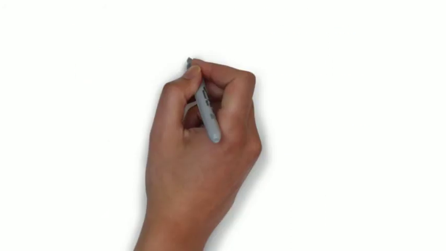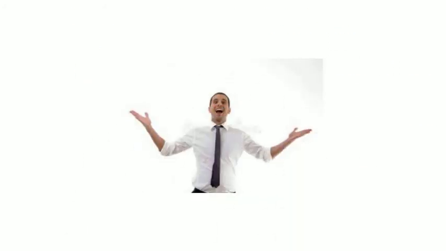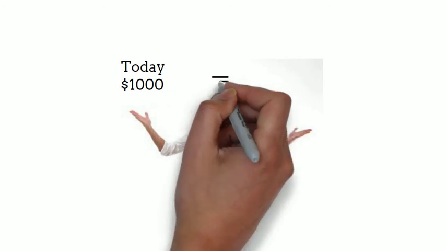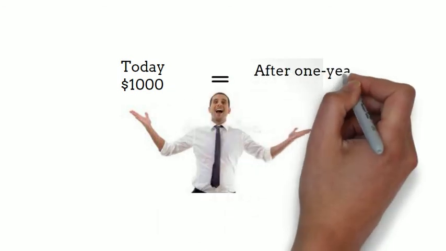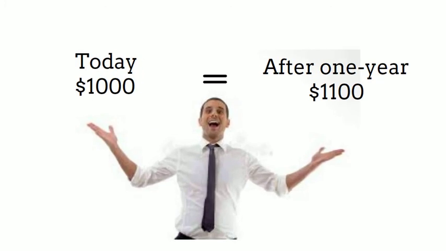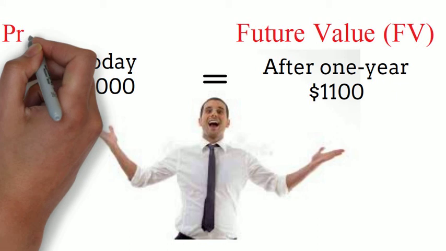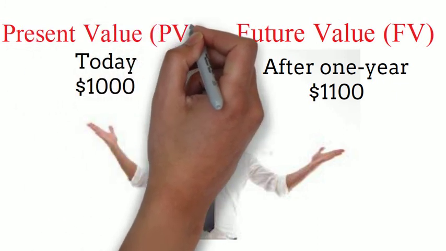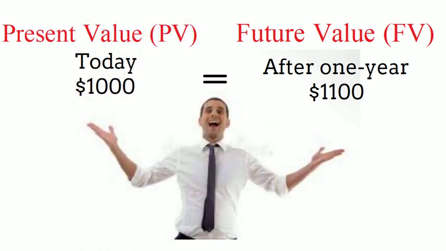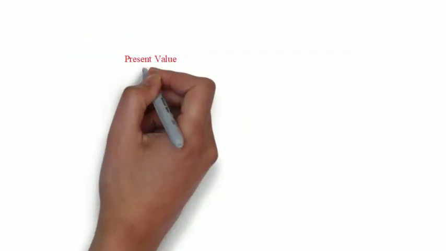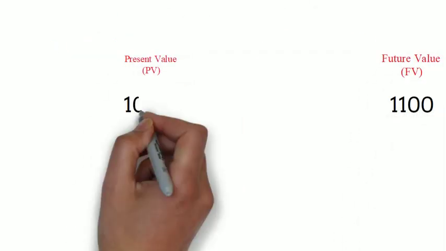Or in other words, you will be happy to invest $1,000 today if you are going to receive $1,100 or more after 1 year time. So if we interpret this in accounting language, the future value of $1,100 that you are going to receive after 1 year time is equal to the present value of $1,000 for you. How did we calculate the future value of this $1,000?